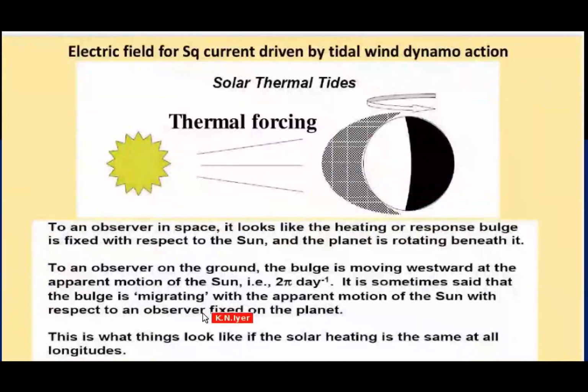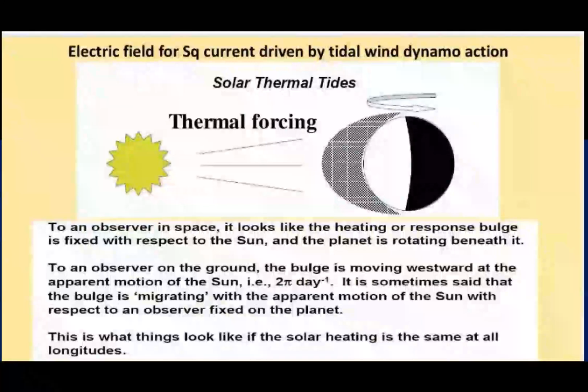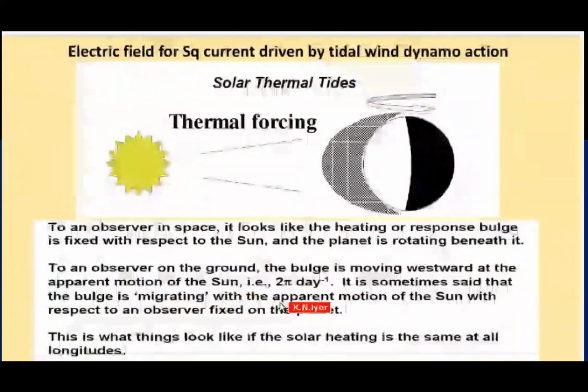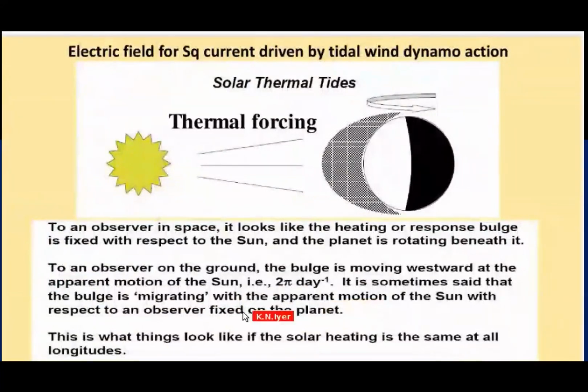So to an observer in space, it looks like the heating or response bulge is fixed with respect to the sun, because he is looking from far away from the earth, and the planet is rotating beneath that. But to an observer on the ground, the bulge is moving westward because of the rotation of the earth at a speed of something like 2 pi radians per day. It is sometimes said that the bulge is migrating from one longitude to another longitude with the apparent motion of the sun. Actual motion is that of the earth, but it appears the sun is moving with respect to the observer who is fixed on the planet.